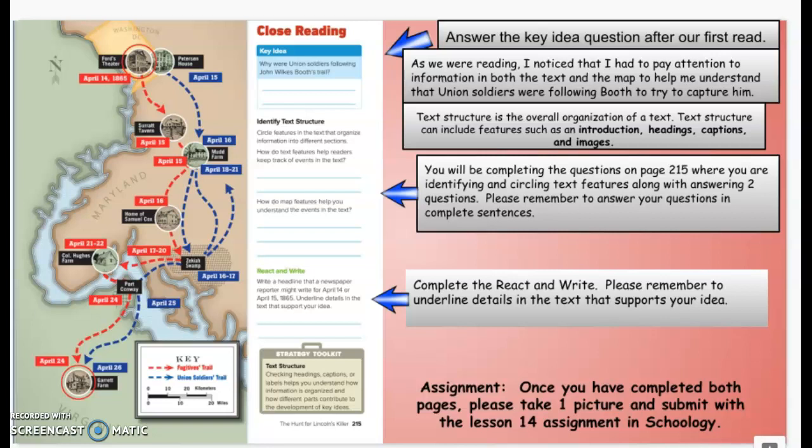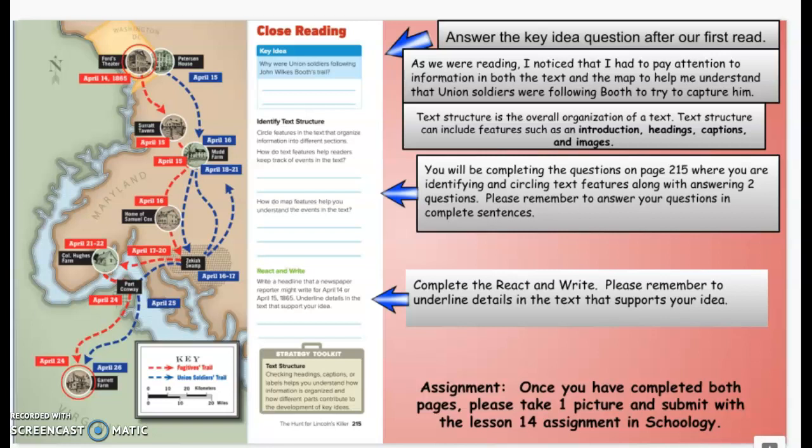Okay. Now, the last thing I'm going to have you look at is a strategy toolkit. Remember, checking headings, captions, or labels will help you understand how the information is organized and how the different parts work together to the development of the overall story. And again, take some time to examine those text features.